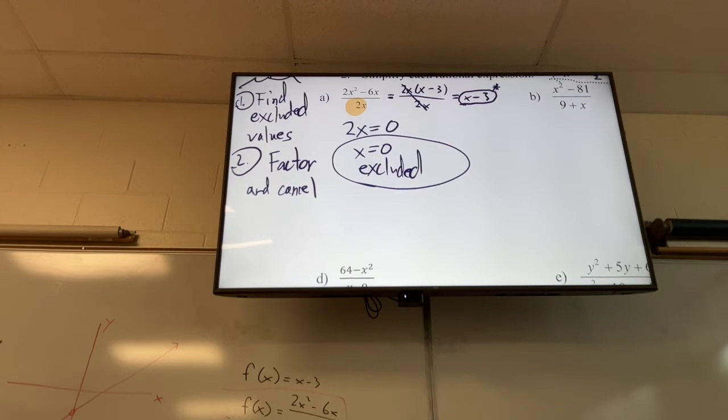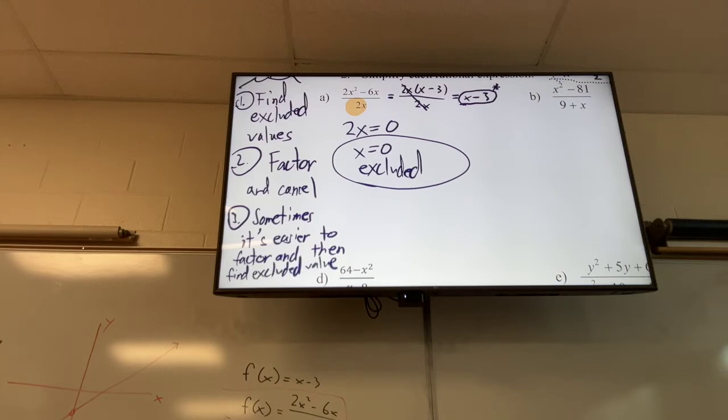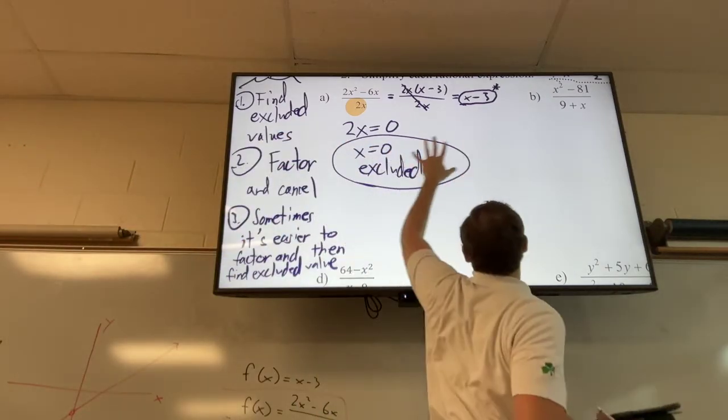Another note I want to make. Let's do this as a third step. Let's make the note: sometimes it's easier to factor and then find the excluded value. It doesn't matter what order you do everything in, just as long as you get the right function and the right excluded values at the end.